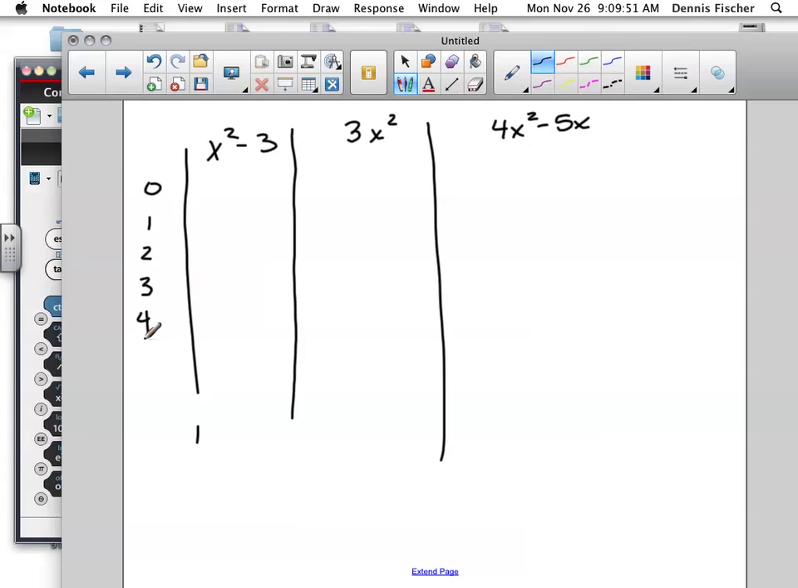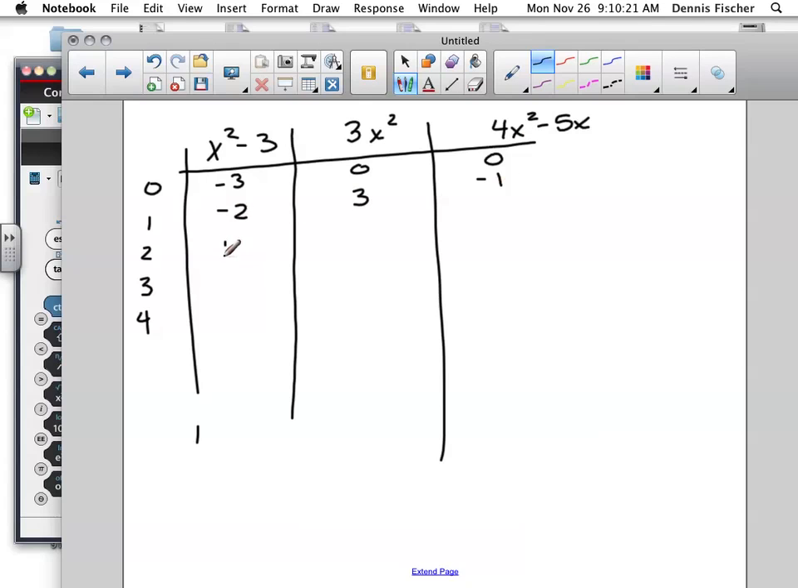If I start with 0, these are pretty easy here. At my 0 value, I'm going to have a negative 3, a 0, and a 0. I'm just plugging 0 into the equation. That's part A, make a table of values. Then plugging in 1, I got 1 minus 3 is negative 2, and plugging in 1 here is 3, and plugging in 1 here is negative 1. I'm making my table as I go here.